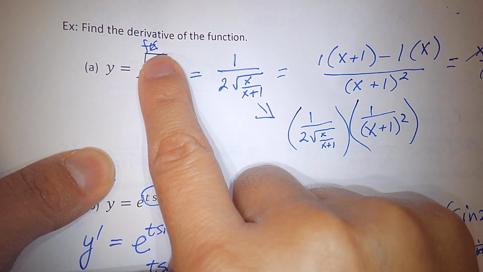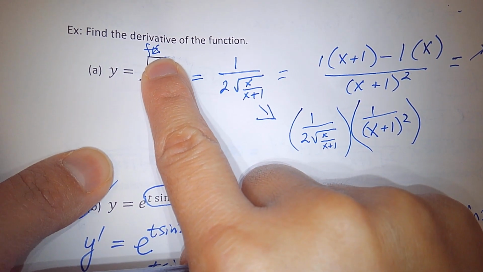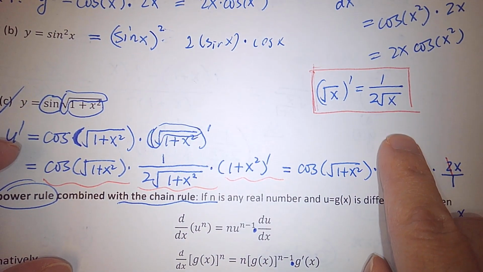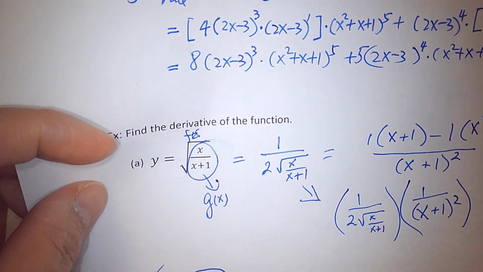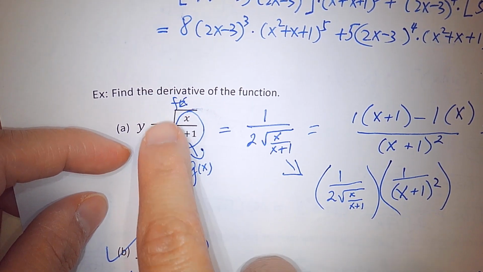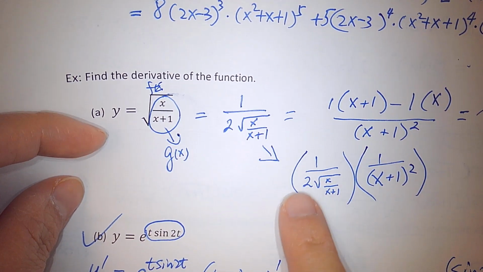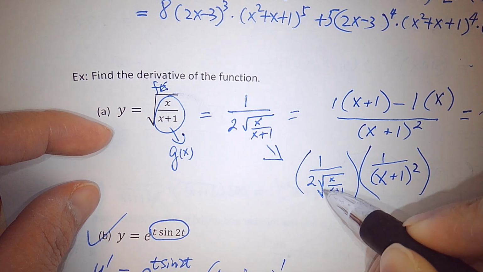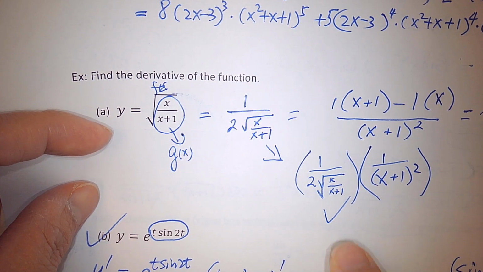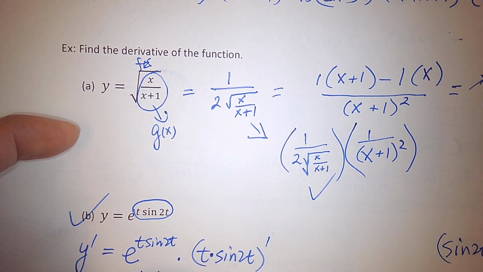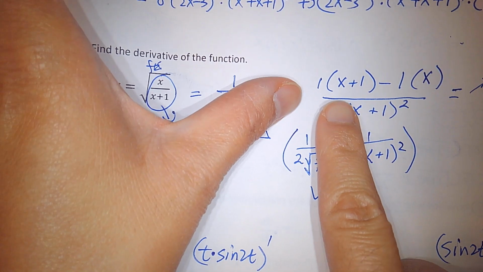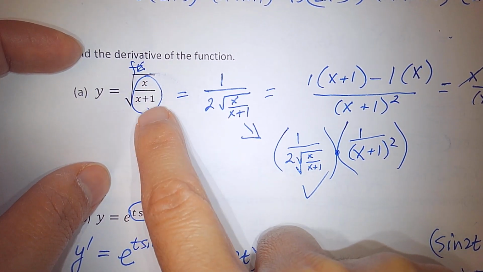So, what is the derivative of square root? Remember, Terry just now told us, the derivative of square root of something equals 1 over 2 times square root, right? So the derivative of square root of x over x plus 1 equals 1 over 2 times the square root of x over x plus 1. So this is the first part of the chain rule. Then multiply by the derivative of x over x plus 1, right?